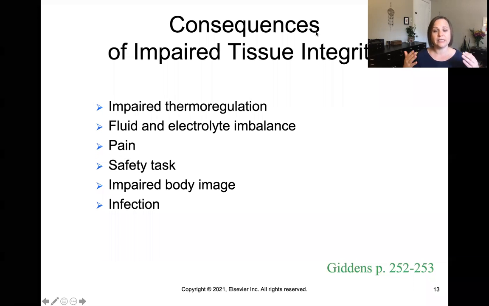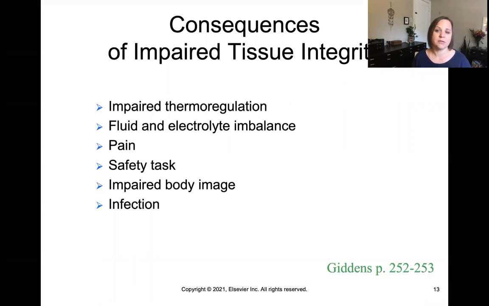Now, our skin really keeps the bad things out of our body and also keeps the good things in. So anytime that there's impaired tissue integrity, you risk these complications. Impaired thermoregulation, because when the body is open, it cannot control its heat as well. Fluid and electrolyte imbalance, as additional fluids can be lost to the environment from open large wounds. Pain certainly can be a problem. Safety and the risk for infection, impaired body image, which is something that's really important to our patients. And again, like I said, the risk of infection is a huge consequence of impaired tissue integrity.